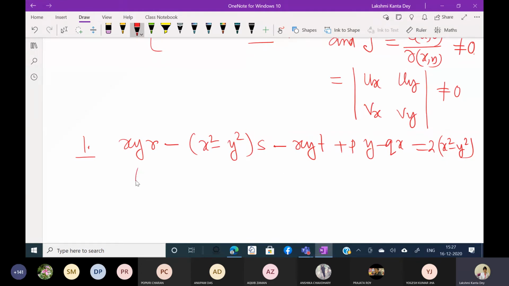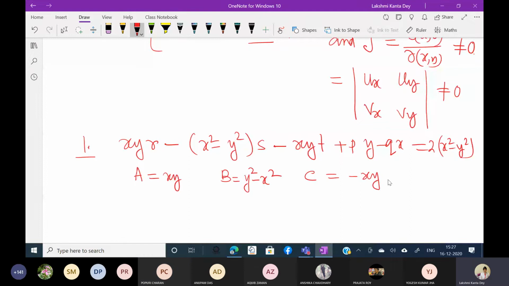First, let me tell what A, B, and C are. What is your A? A, the coefficient of r, means xy. What is your B? y square minus x square. Yes, y square minus x square. What is your C? Minus xy.